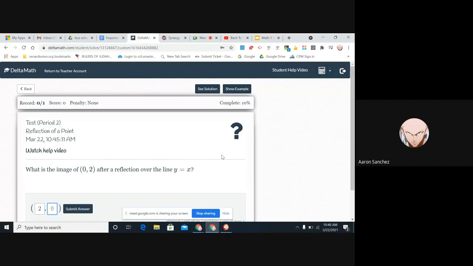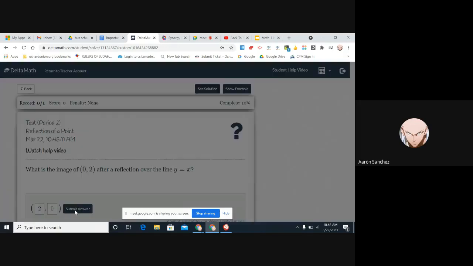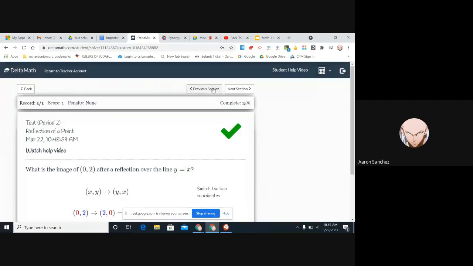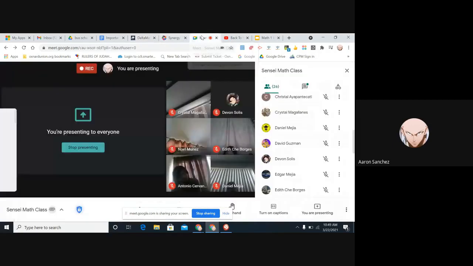Type it in. So I did 3 of them. Those are pretty much it, there's going to be 4 possibilities: x-axis, y-axis, y equals x, y equals negative x. I'm submitting the answer. Boom. Is that my answer? And got it. So that's pretty much it. Are there any questions?